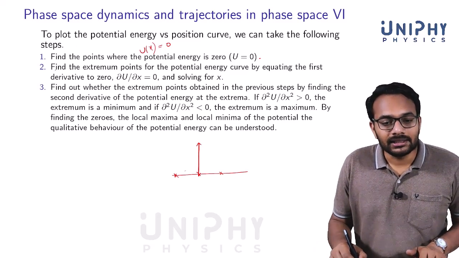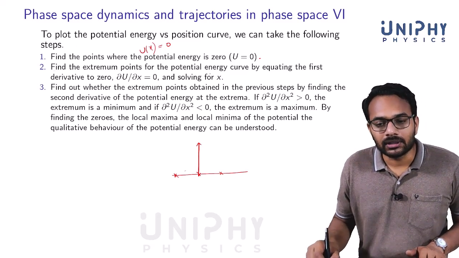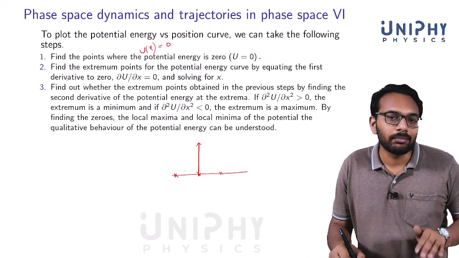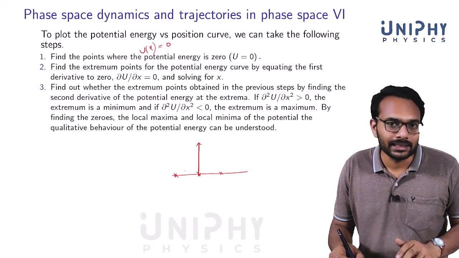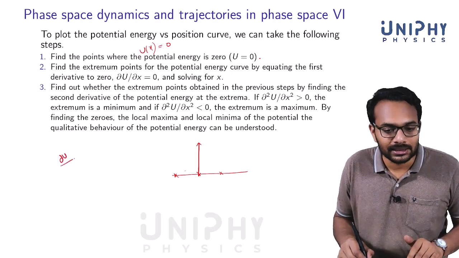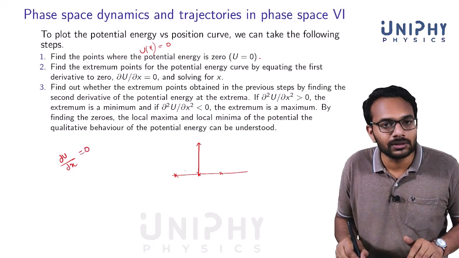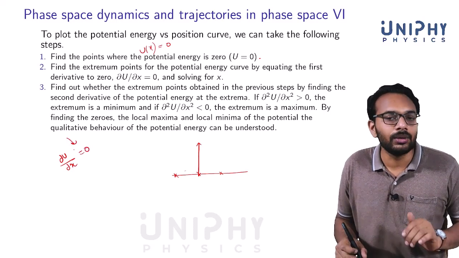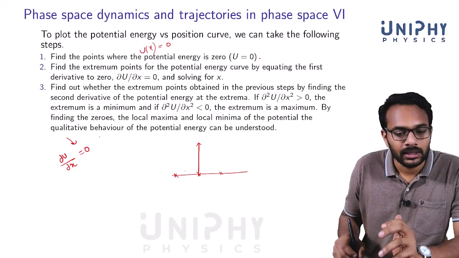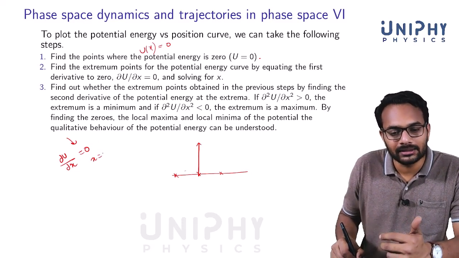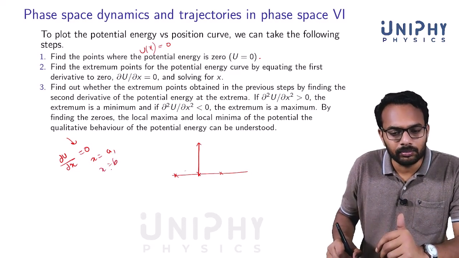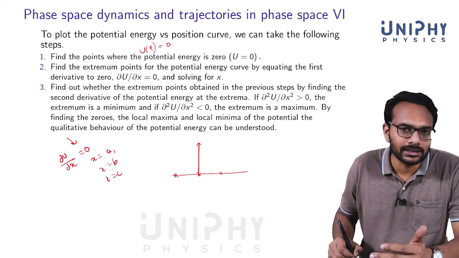Now the next step is to find the extremum points of the potential energy curve, the maxima and minima. How do you do this? You know how to find the extremum. You just take dU by dx equal to 0. Solve this and you will get the points where the potential energy is an extremum. So for example, let's say that for x equal to a, x equal to b, and x equal to c, you have got an extremum.